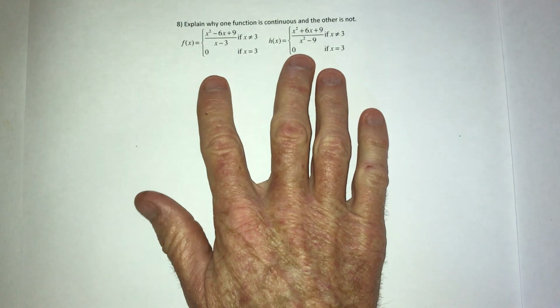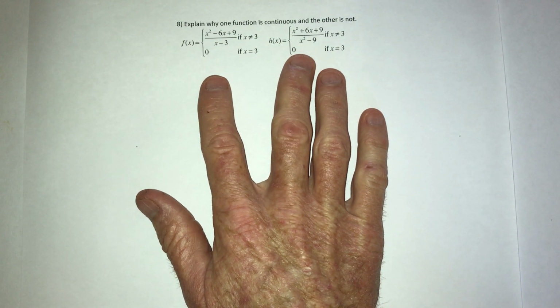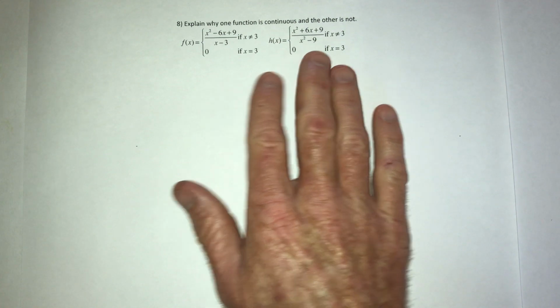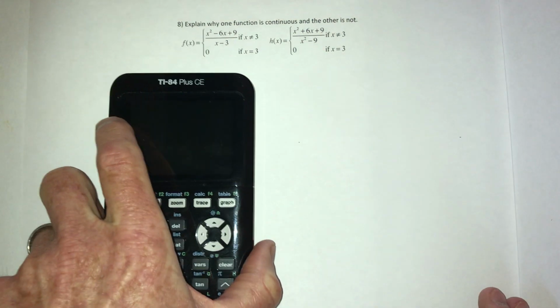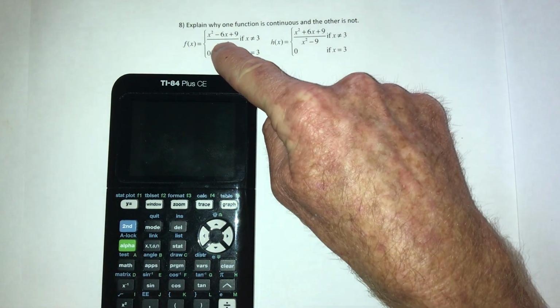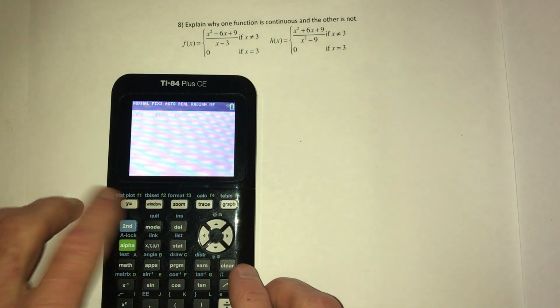So given these two functions, supposedly one of them is continuous and the other is not. Continuous means that it has no holes or gaps or asymptotes. So let's see. First of all, graph this one and see what's going on.